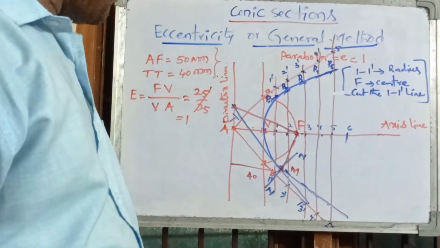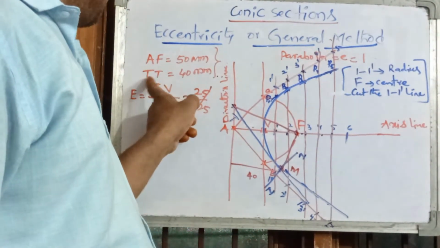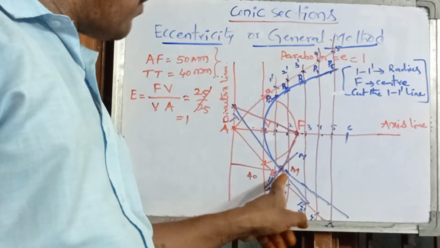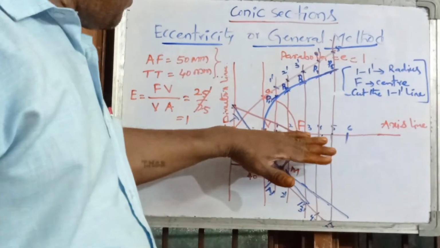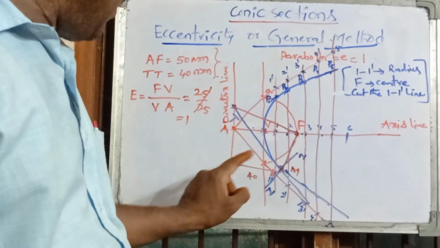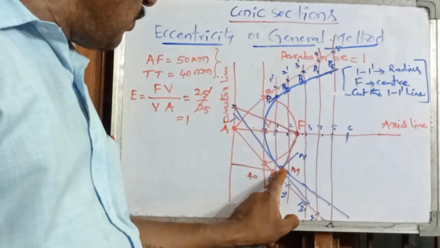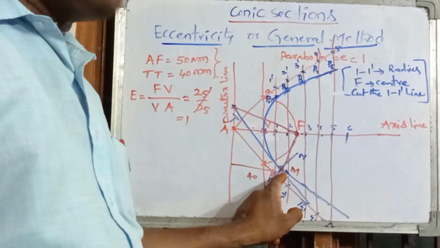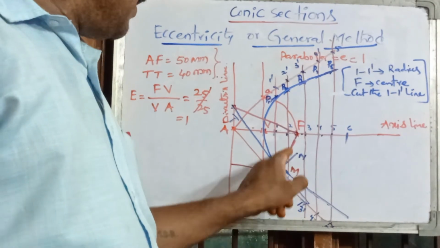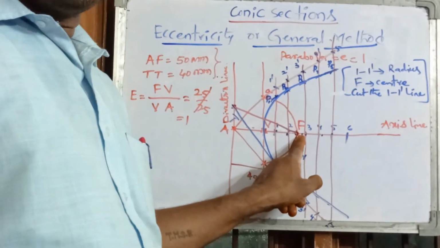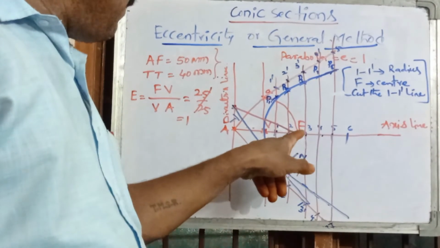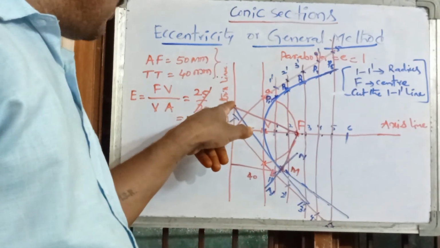Now for the tangent and normal, the distance from the directrix to the curve is given as 40 mm. Parallel to this line, move the scale from 0 to 40 to the curve, and mark that point M. From M, join directly to the focus by a straight line, and perpendicular to this line, extend the line up to the directrix line.